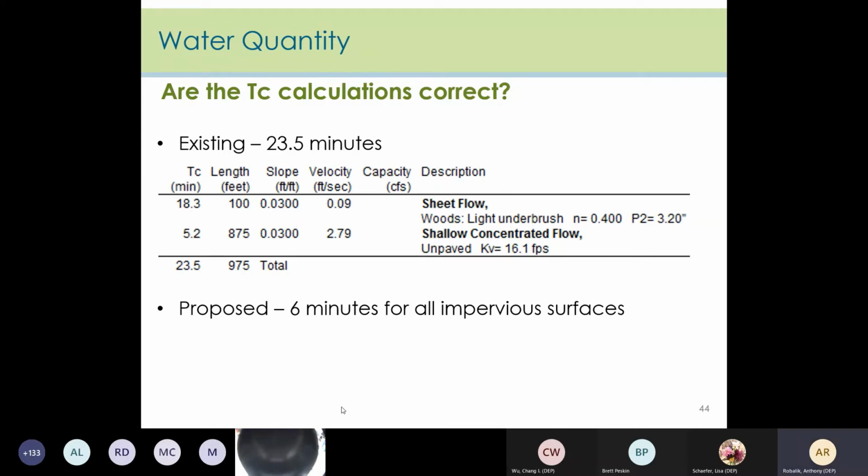Proposed assumed TC was 6 minutes for all the impervious surfaces. Again, this is another deviation from the current rule, but acceptable at the time of the review. There's no longer a minimum or default value for TC. Using the NRCS method, TC must be calculated. That's for both the pre and post condition.